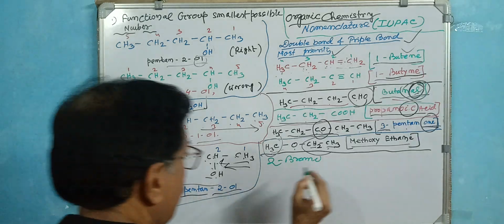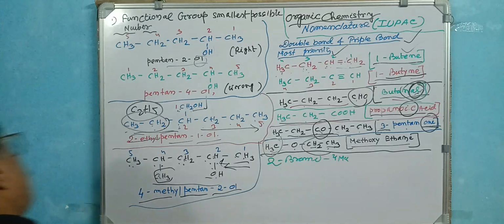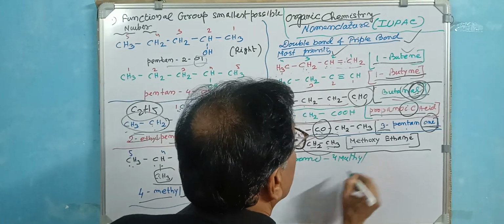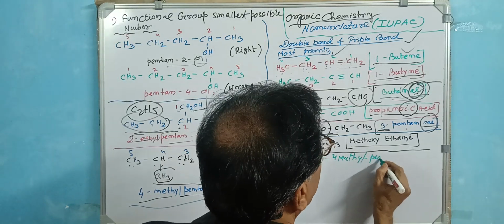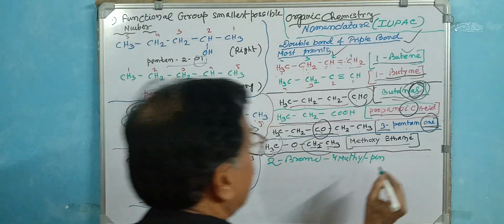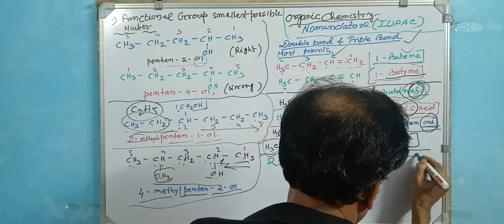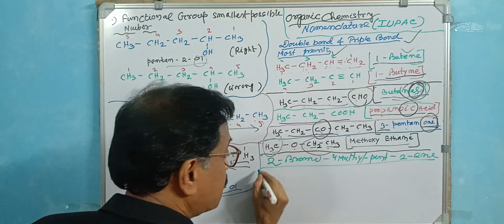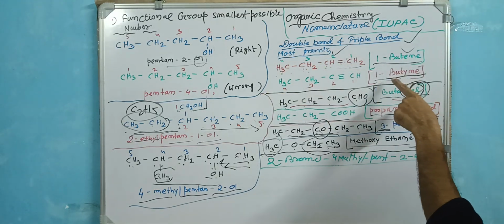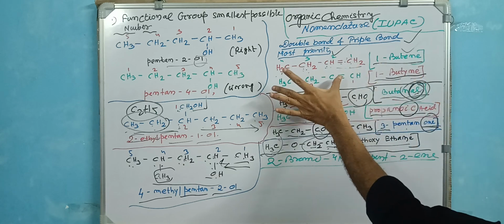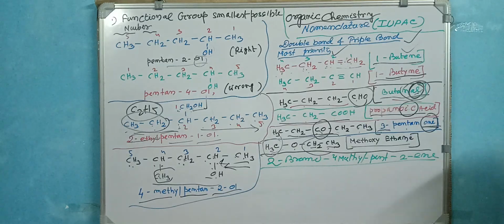2-bromo, 4-methyl, pent-2-yne. That is a question. Now we form a structure. Here the structure is given and you name it, like 1-butene, 1-butyl. The structure is given, you name it. And here is the reverse. This name is given, you draw a structure. That is a reverse question, okay?